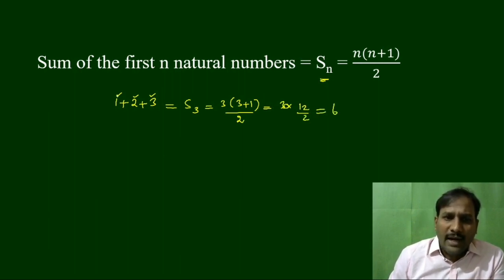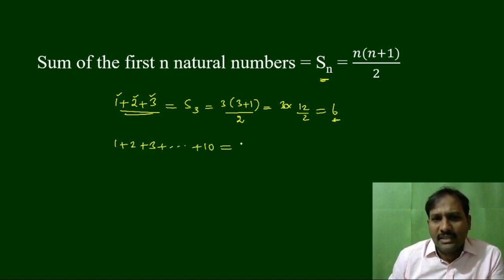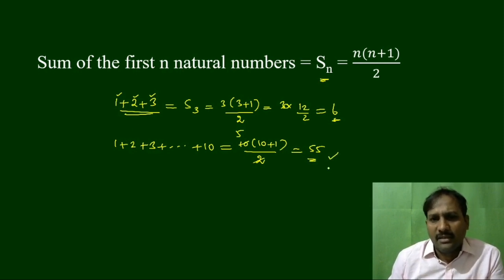Now if you add 1 plus 2, 3, 3 plus 3, 6. Okay, suppose you want 1 plus 2 plus 3 so on up to 10. If you want the sum of the first 10 natural numbers, that is nothing but 10 into 10 plus 1 by 2. So 2 fives are 10, 5 into 11, 11 fives are 55. So this is the sum of the first 10 natural numbers. We use this concept in solving that problem.